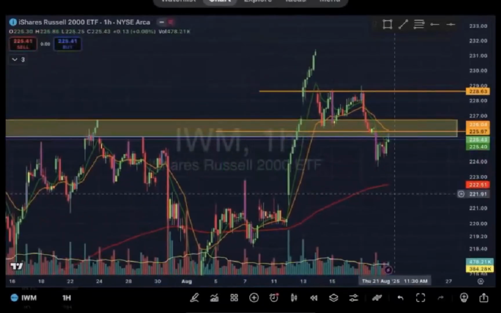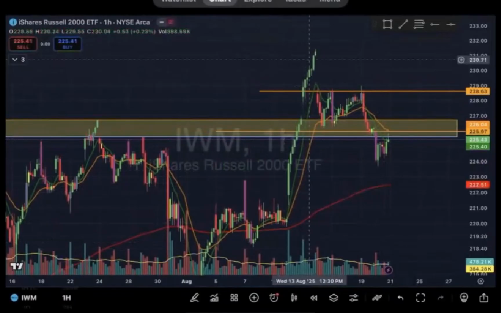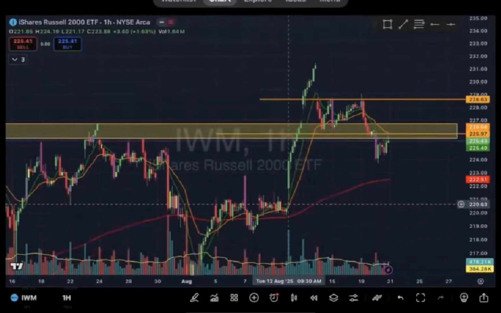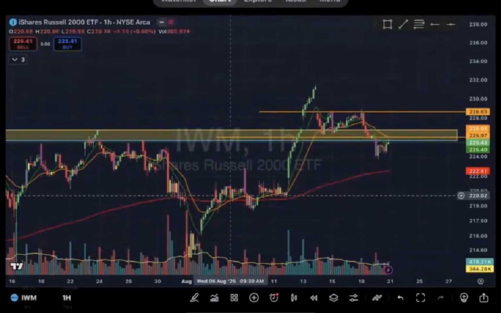So I'm just looking. I see that we're highly extended. Look at this IWM. It ran from... This pissed me off one day. I did not execute this well.